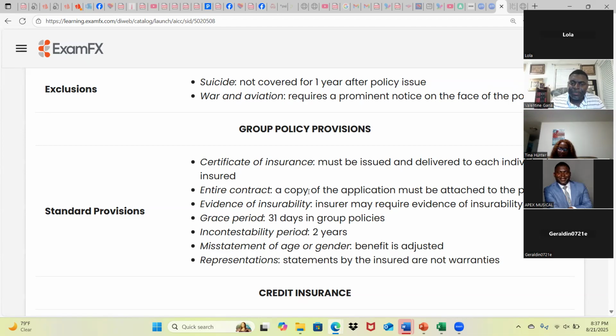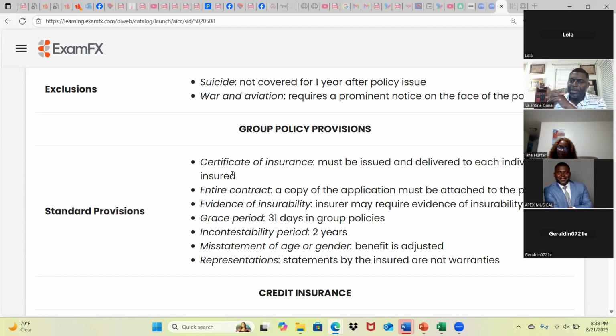Entire contract. They always ask this question with the proposition of whether you understand that a copy of the application is part of the entire contract. Usually when you start writing policies and you write a policy for a client, and you want to deliver the policy documents or the policy booklet, it always has a copy of the application in there. So the copy of the application is always part of that contract.